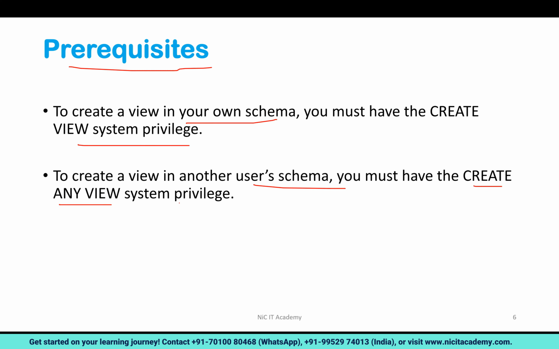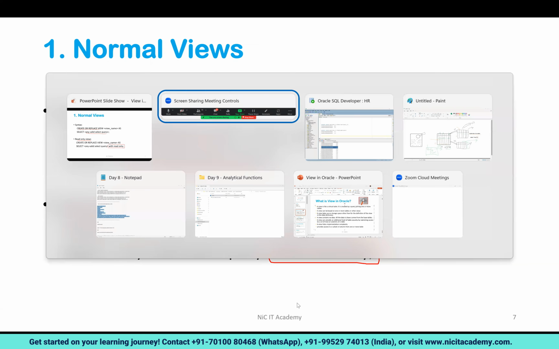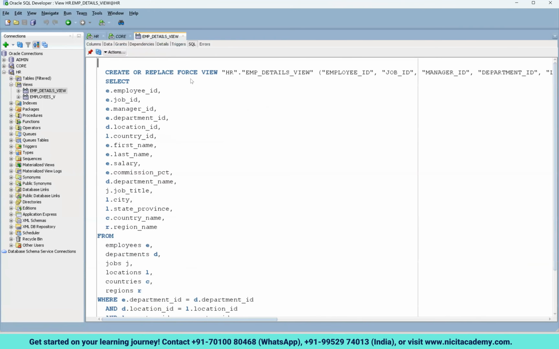So who will provide this in real time? Only DBAs will provide it. You have to request them. How will you create? Here: CREATE OR REPLACE VIEW view name AS any valid select query, and for a read-only view, simply use WITH READ ONLY. We have seen some view definitions mentioned with FORCE. So what is the meaning of FORCE here?